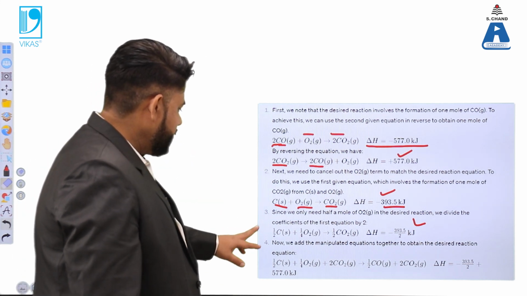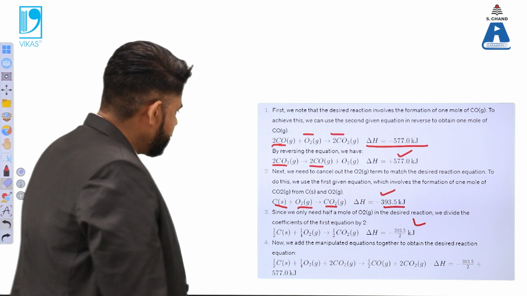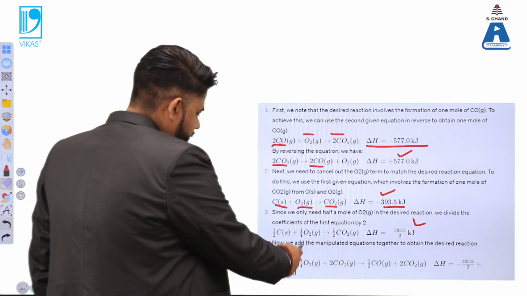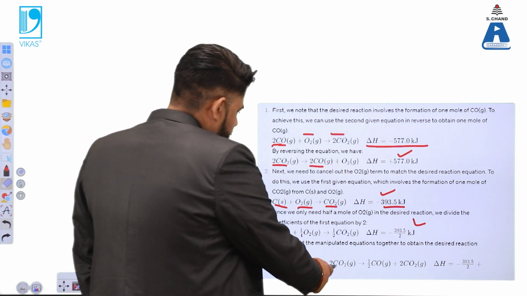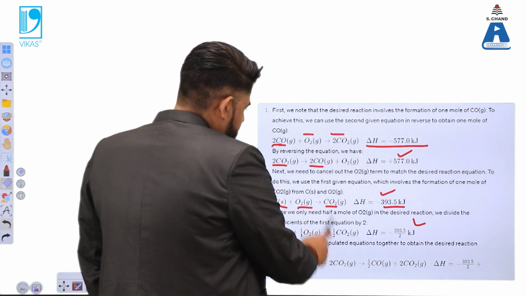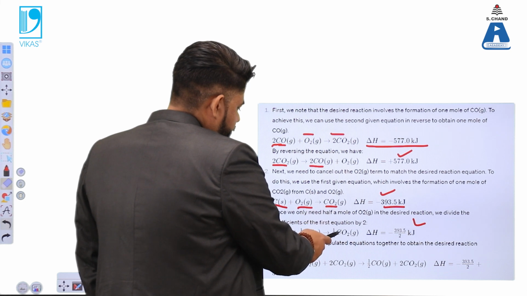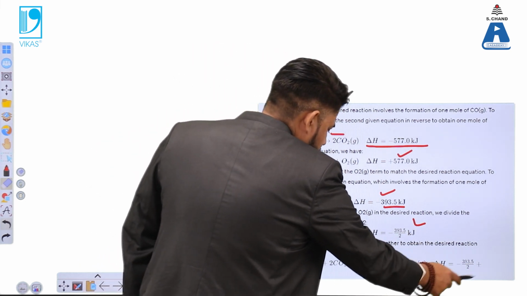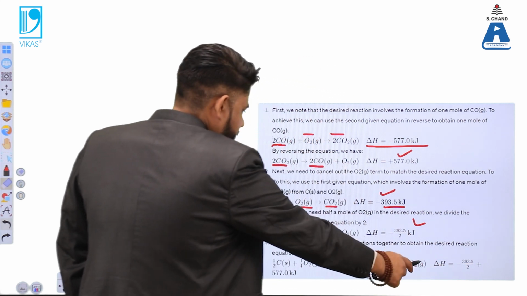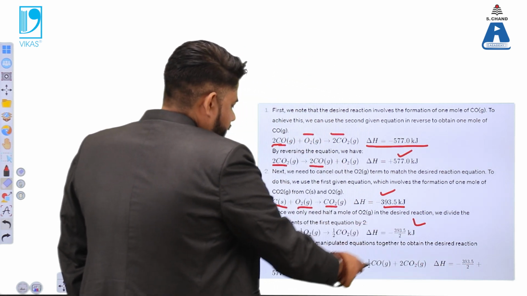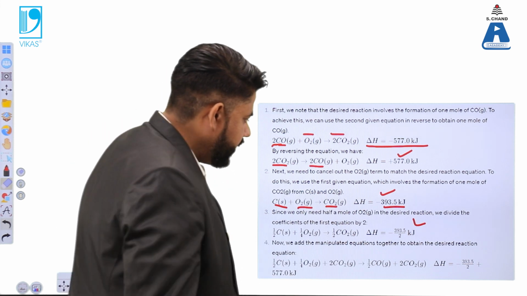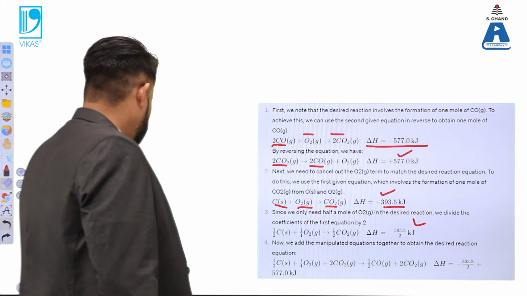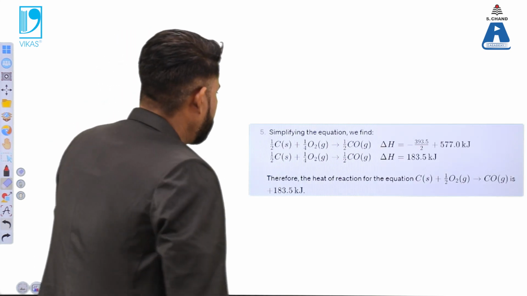Now we will add the 2 manipulated reactions, which is half of carbon plus 1/4 of oxygen, and twice of carbon dioxide, that will give you half of the carbon dioxide value, twice of carbon monoxide, and the total value. So you can add those 2 equations, those 2 values. So one is 393.5 divided by 2 and 577 kilojoules. So you will get this particular value.